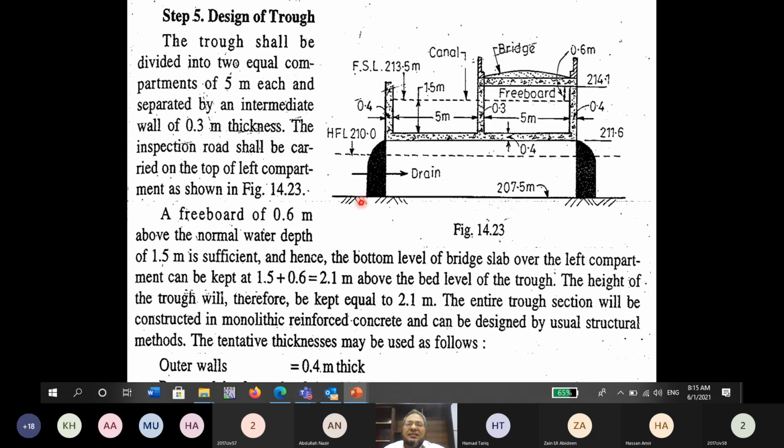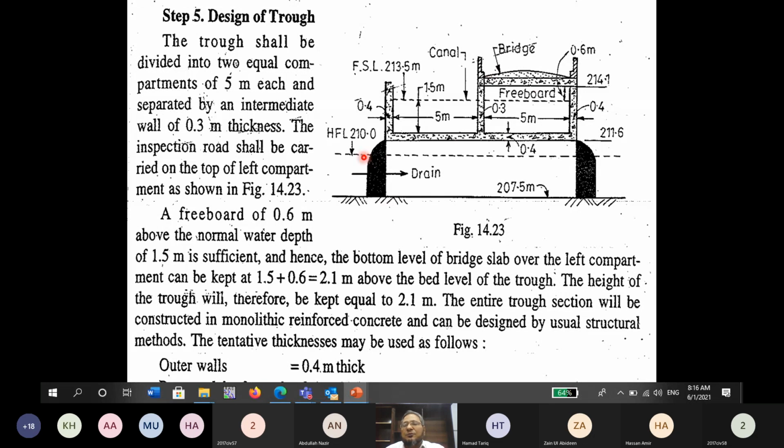And what you can see, these black ones. Can anyone tell me? These are the piers, okay, on which this trough is resting.